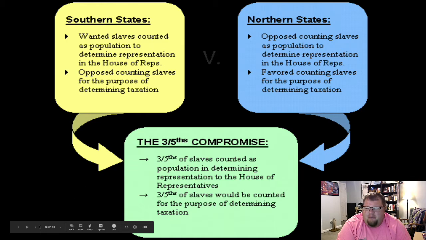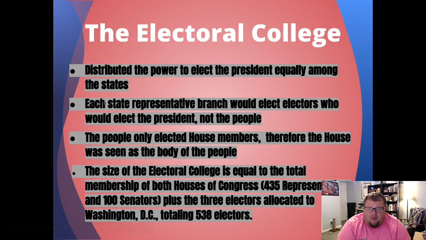Okay? Now, the next compromise that comes about is the Electoral College. Okay, so we've got our legislatures figured out, but hey, what about our president? If we're going to have a president, if we're going to have some kind of executive branch, how are we going to vote for him? Is it a 1-for-1 vote? And so what they decided is, oh, all right, we're going to have the Electoral College to elect our president.